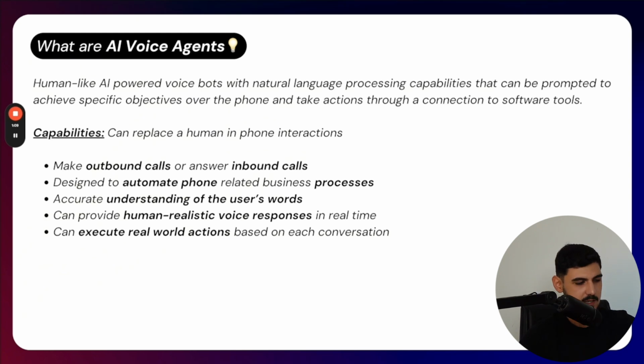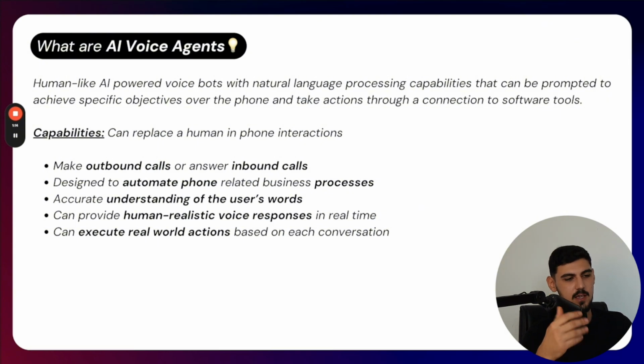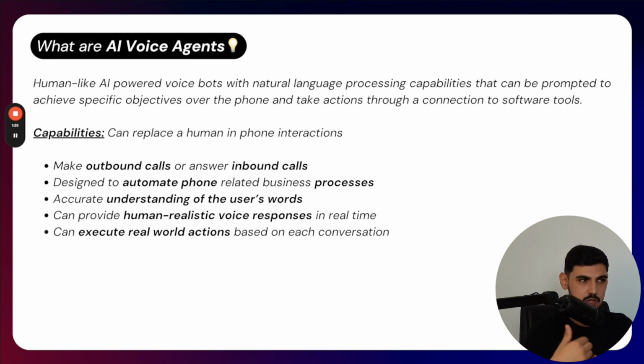So essentially, guys, the major capability these agents have is they can replace a human in every single phone interaction. Whenever in a company a real person is using the phone, that job can actually be replaced by an AI voice agent. And the AI voice agents are able to make outbound calls or answer inbound calls. Now, the model I'm going to be breaking down today is for inbound calls because it's simpler and easier to set up. However, if you want me to make another tutorial for outbound voice agents, then let me know.